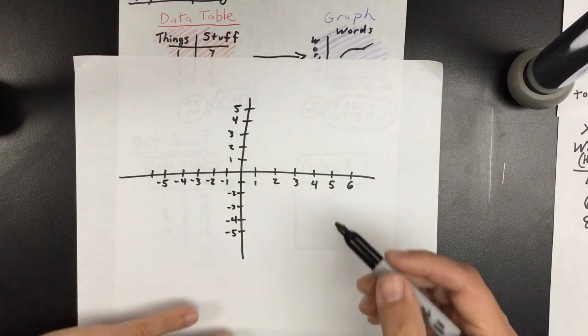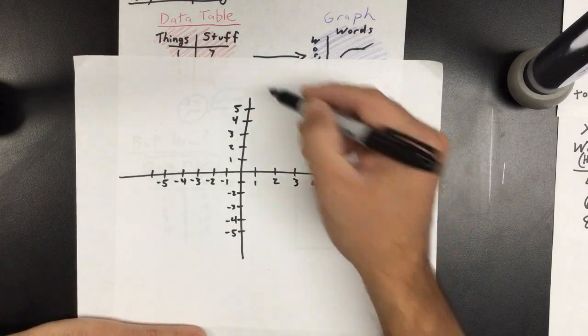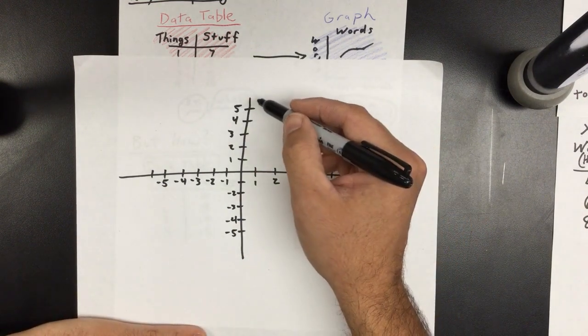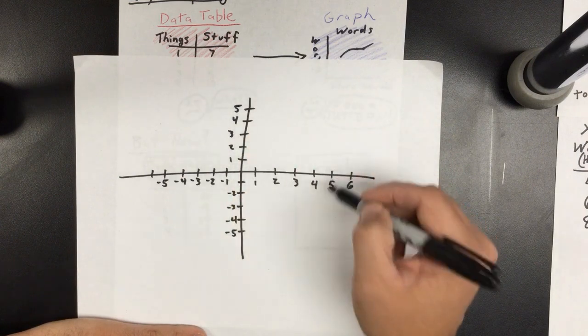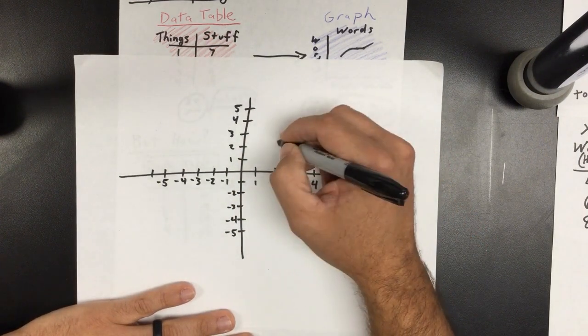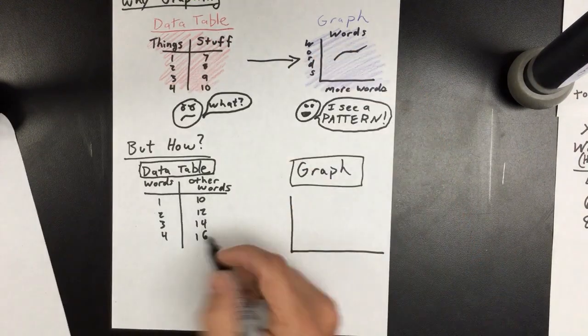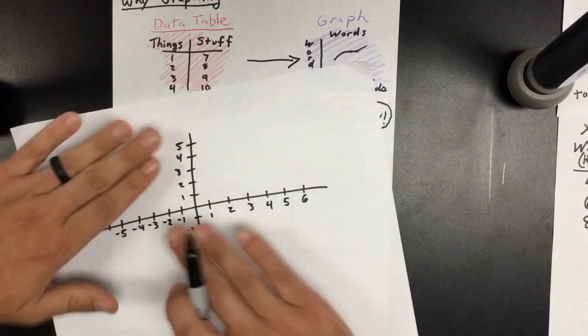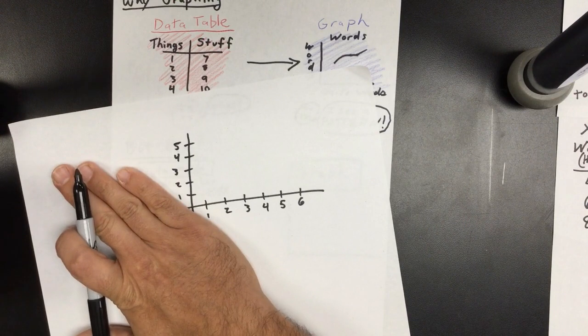Most of the time in science, at least in this class, your numbers in your data table are going to be positive. So we are just going to use this quadrant up here. Okay, so if we look at our numbers, they're all positive. So I'm just going to use this piece of the graph, and that's why I drew that L. This has been your math break.